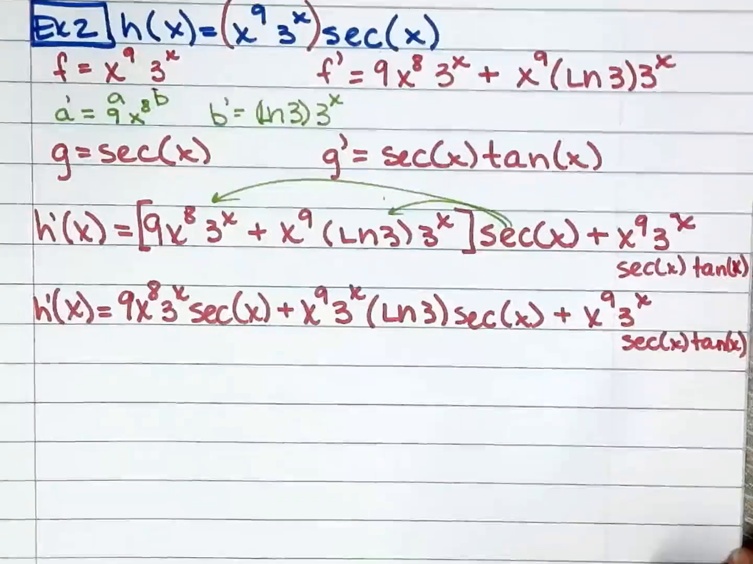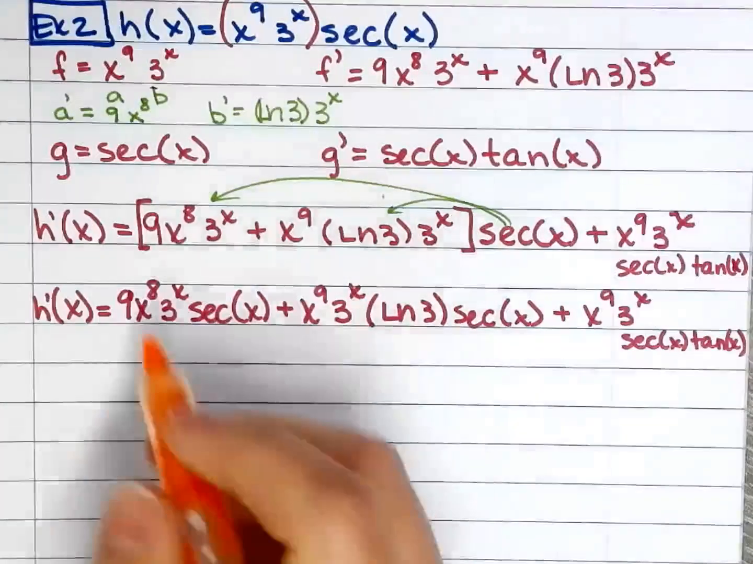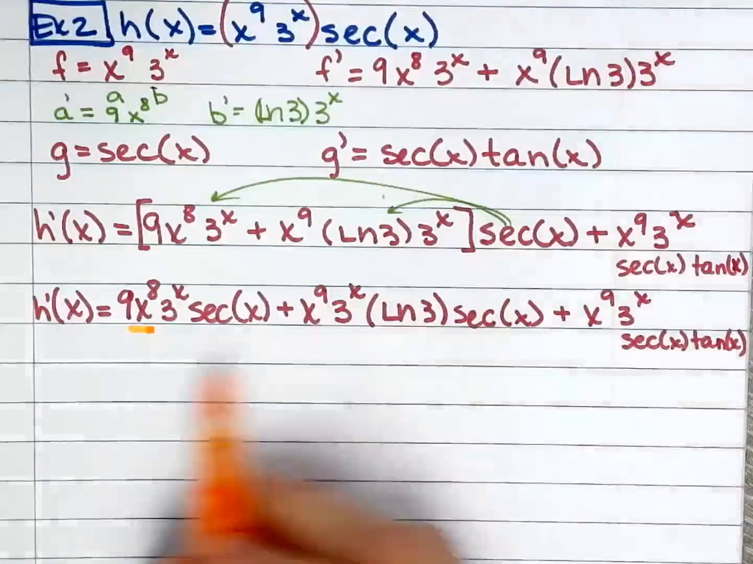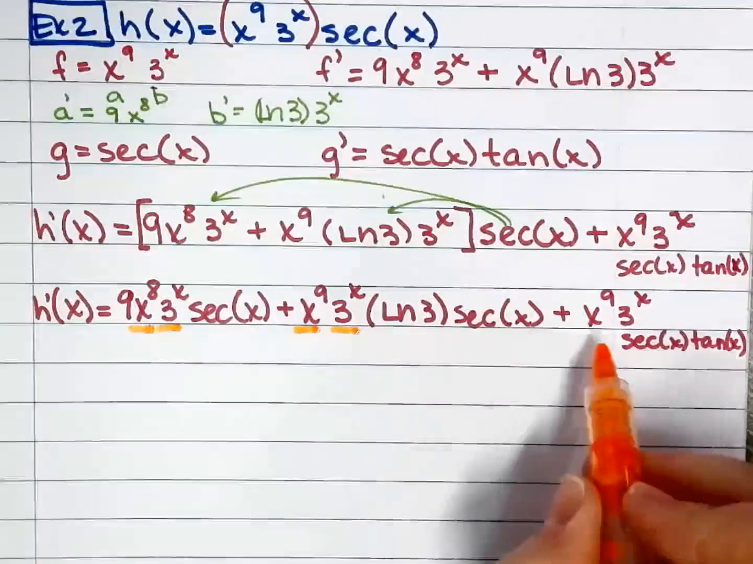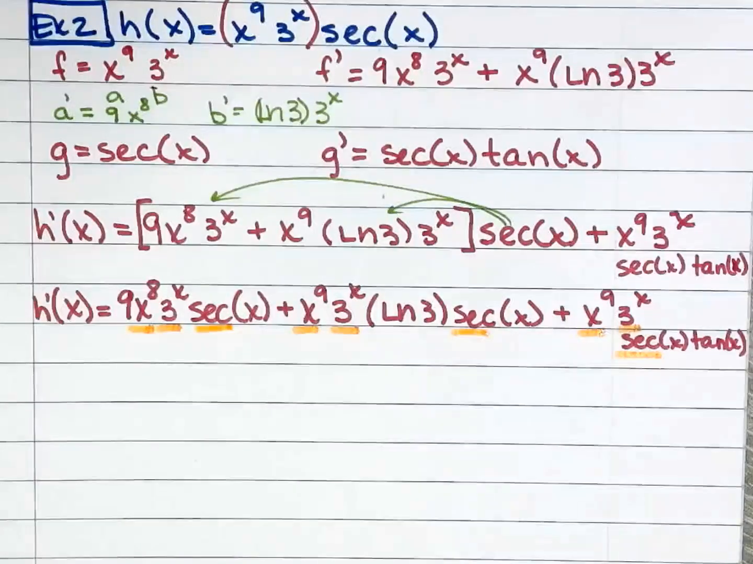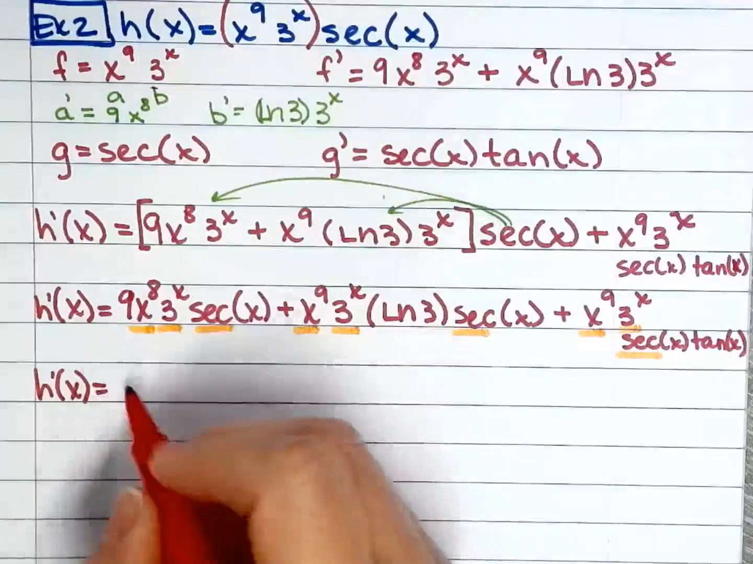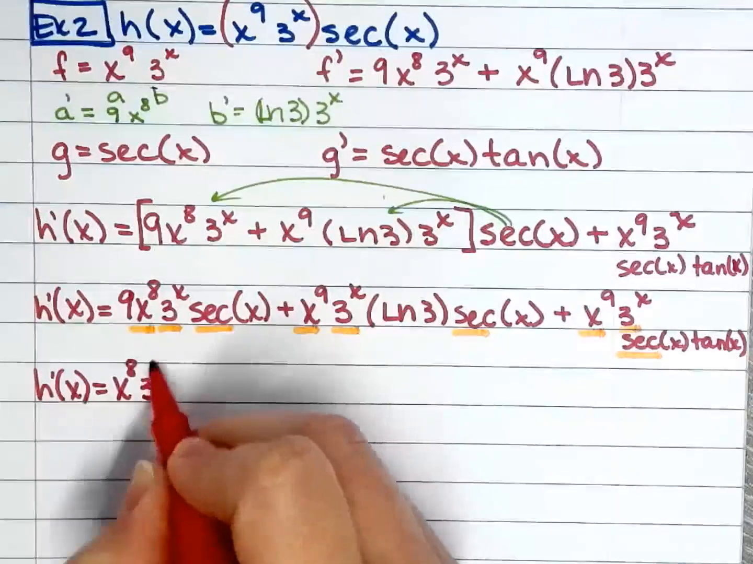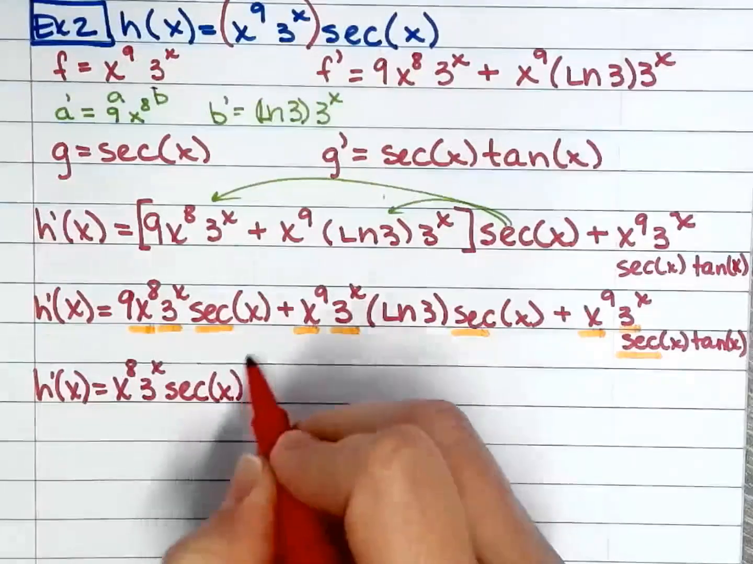All right, we're getting somewhere. Now, I will factor this out. They all have x to the 8th power, and they all have 3 to the x power. Oh, and they all have secant. Look at that. So we will factor that out. So x to the 8th, 3 to the x, secant of x.